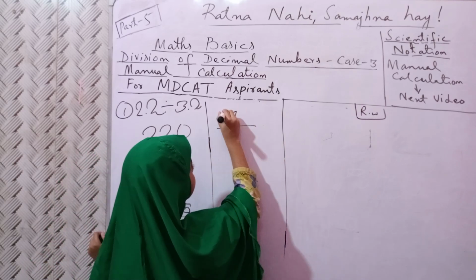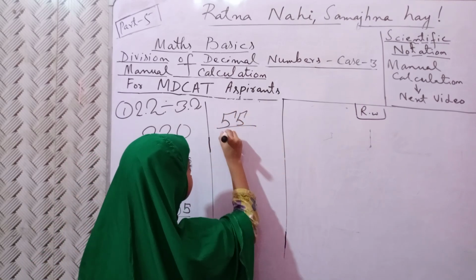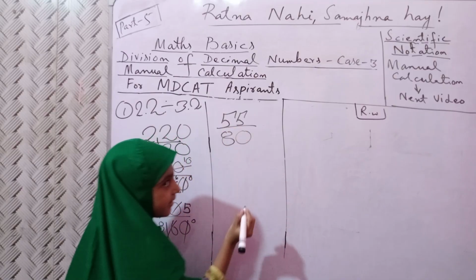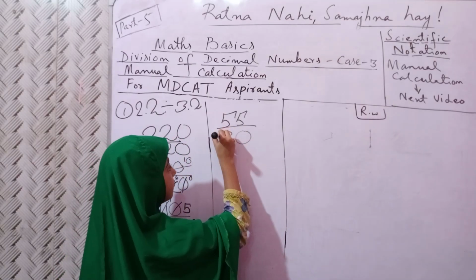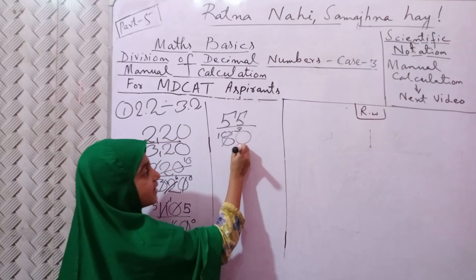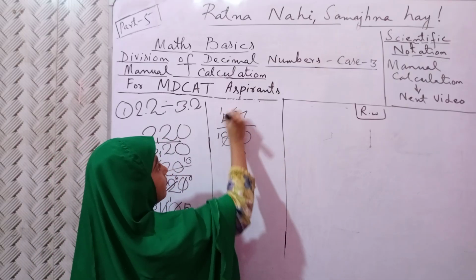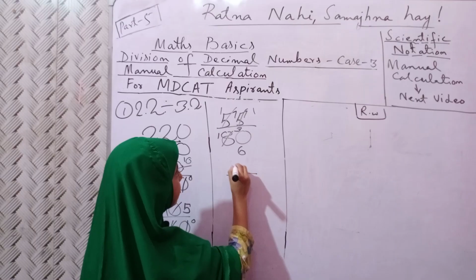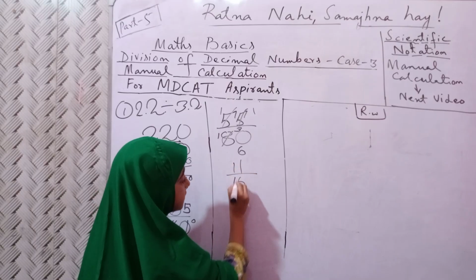Now 55 and 80. It is cutting with the 5 table. 5 ones are 5. 3 is remaining. 3 here. 5 sixes are 30. 5 ones are 5 and 5 ones are 5. Again 11 and 16.